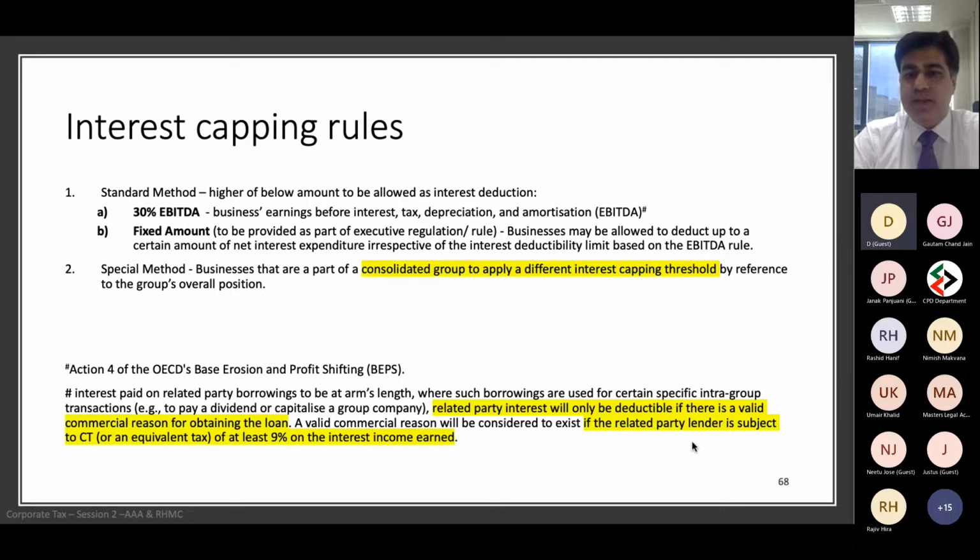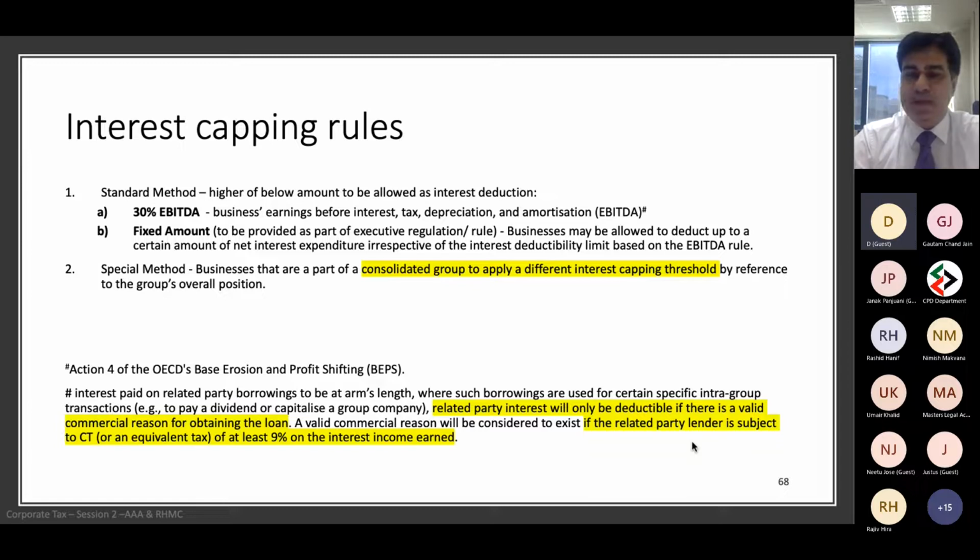Now here the catch or the cap is interest paid to related parties. Borrowing should be at arm's length. So the transfer pricing principle comes into play, where such borrowings are used for certain specific intra-group transactions. They need to look at that. Related party interest will only be deductible.